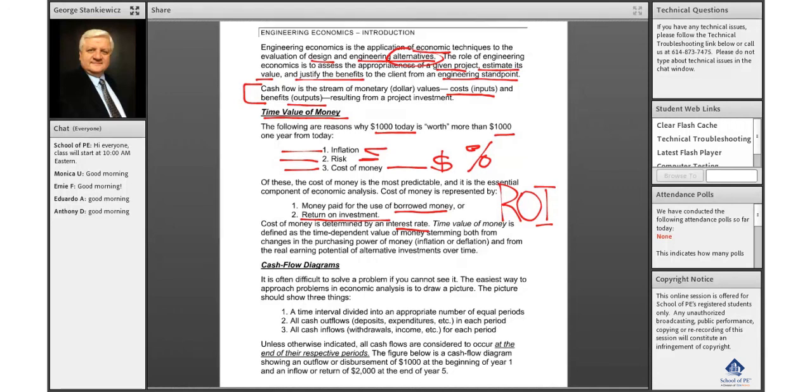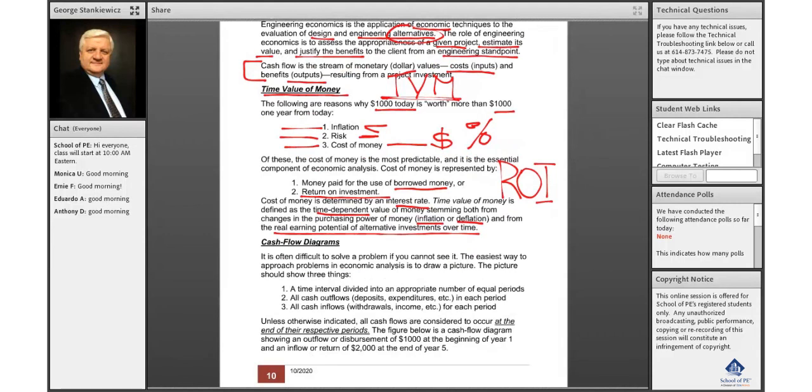The time value of money is the overall concept here. There is a change, and that's what we're going to be accumulating, understanding, and being able to calculate. Time value of money is defined as the time-dependent value of money stemming from both the changes in the purchasing power of money, either inflation or deflation, and from the real earning potential of alternative investments over time. We want our money to work for us, and that's primarily what we've just looked at here, the time value of money being the key indicator for what your focus is in this section.